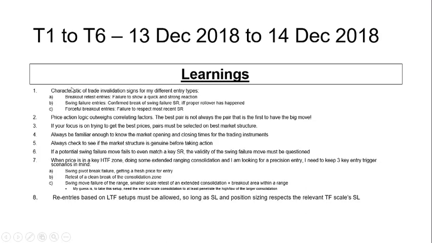So overall main learnings here were characteristic of trade invalidation signs for my different entry types, and I've defined my entry types very clearly. So those were it. Price action, something about correlation, something about market structure also based on correlation, knowledge of market instrument types, genuine checking for genuineness of market structure, and validity of swing failure moves if it fails at the time frame relevant SR, if it fails to break that. And yeah, the 3 entry scenarios when price is at a key higher time frame zone, and of course re-entries on lower time frame setups. Those are the key learnings.